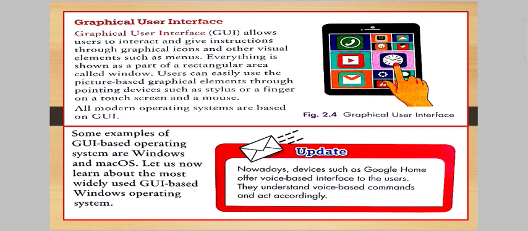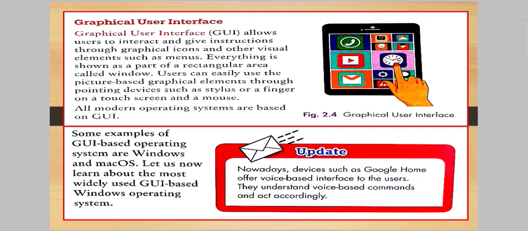Everything is shown as a part of a rectangular area called a window. The user can easily use the picture-based graphical elements through pointing devices such as a stylus or finger on a touch screen, and a mouse. That means in a graphical user interface based operating system, we can easily operate it by pointing, selecting, touching.